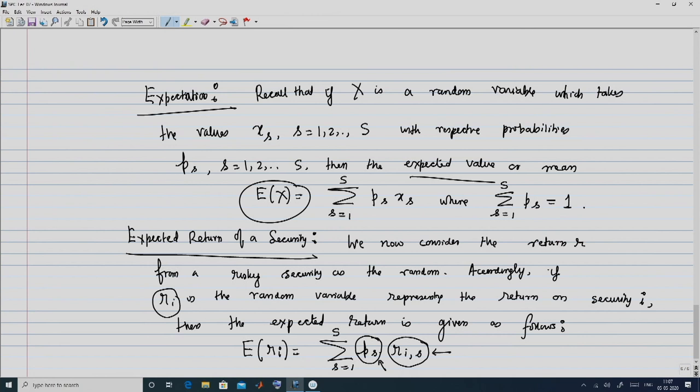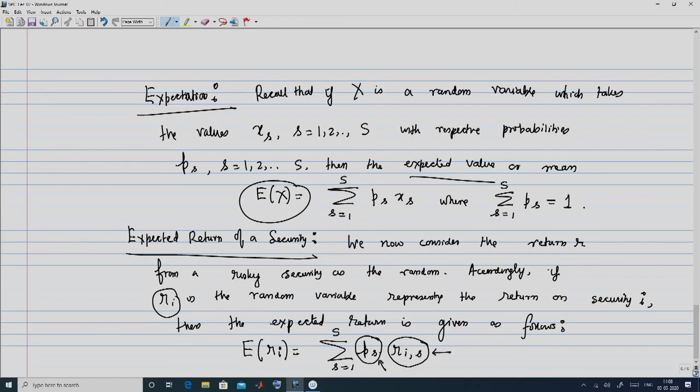So, likewise you could have another model where you basically have a much larger number of such possible values of R_i subscript s. However, as you will later see, from the practical implementation point of view, it is very difficult to figure out what this P subscript s is going to be. So in practice, we will see towards the end of this lecture that an alternative way of calculating the expectation is going to be using the historical data.